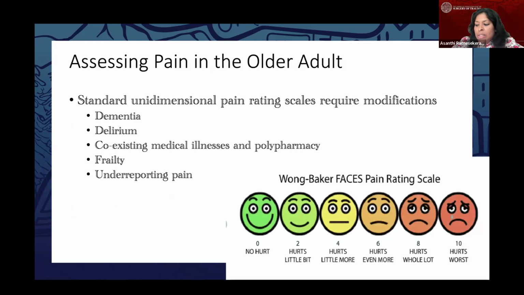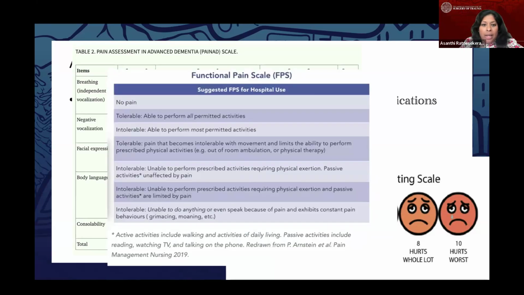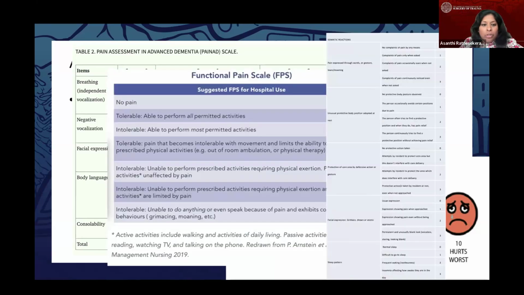We know we always should be using pain scales when we're assessing pain in adults and children. But in older adults, especially those with dementia, delirium, coexisting medical illnesses, polypharmacy, and frailty, it might be difficult to assess their pain with the normal pain scale that we use. So other than the normal pain scale, we should be using scales such as the PAINAD pain scale, which is a pain assessment in advanced dementia, or the functional pain scale, or the Doloplus-2 scale that we use for patients who cannot verbalize.